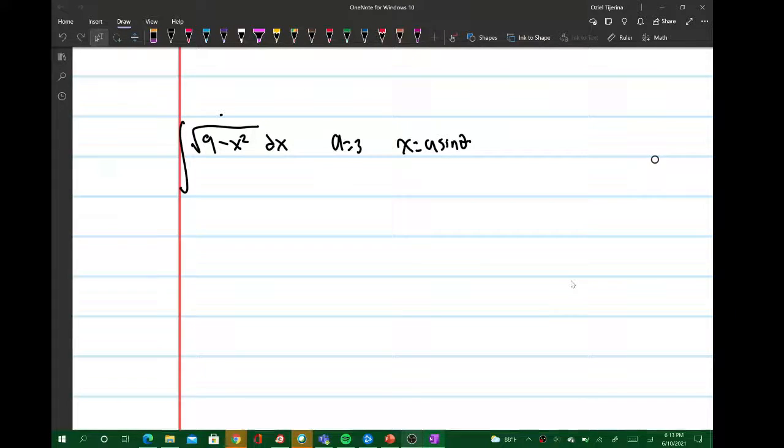This is the integral. We want to integrate the square root of 9 minus x squared with respect to x, or dx, the integral of the square root of 9 minus x squared dx. And we have to use trig substitution for this.